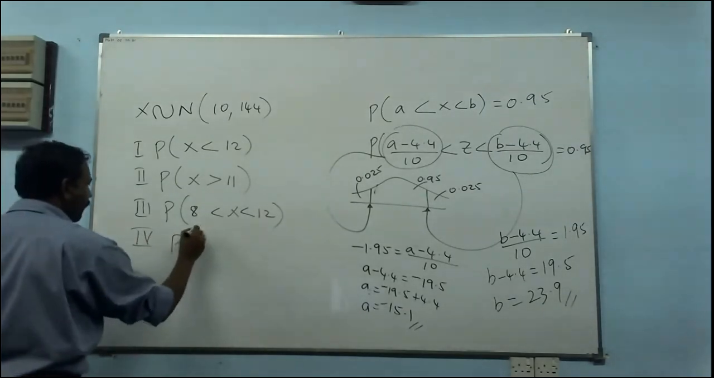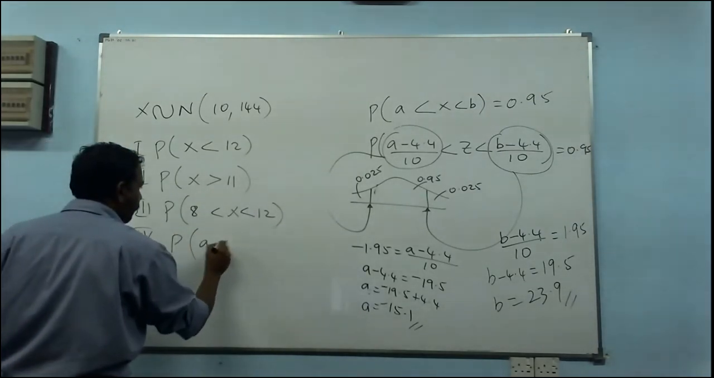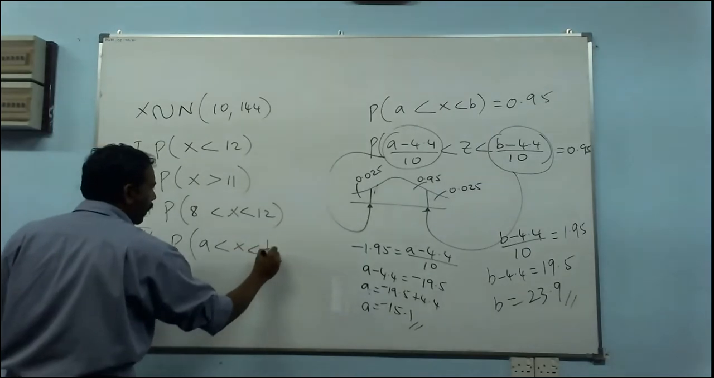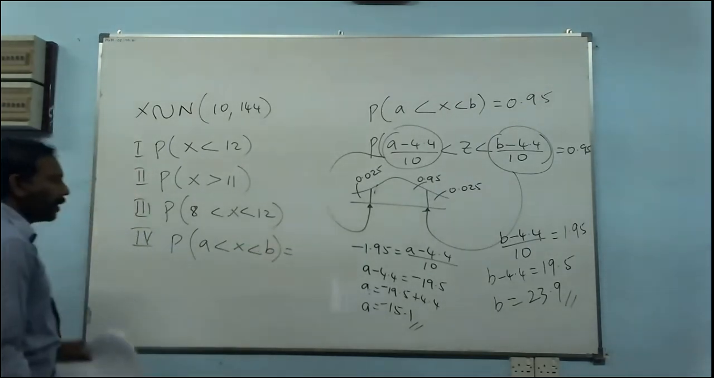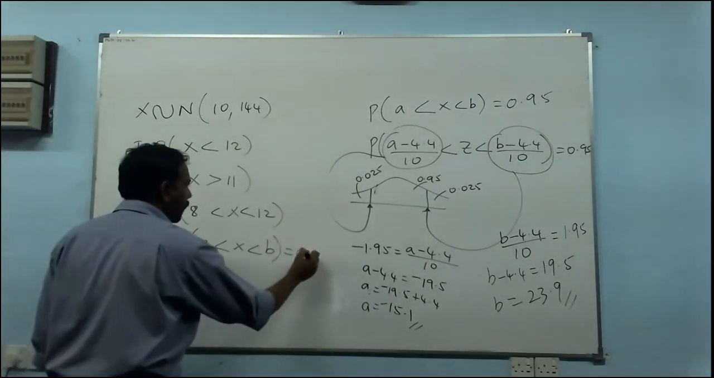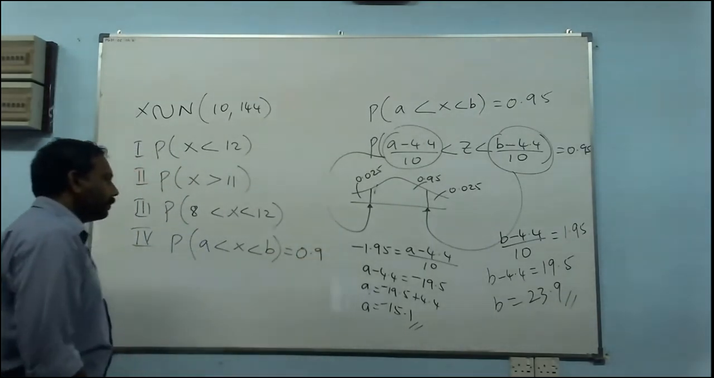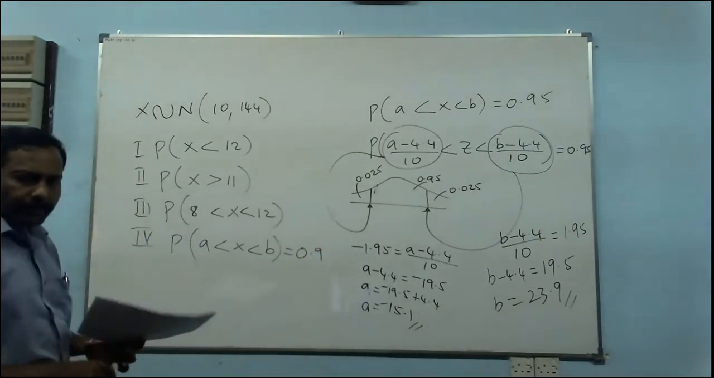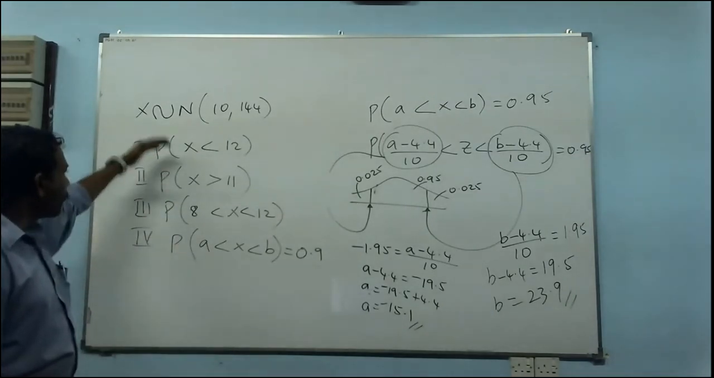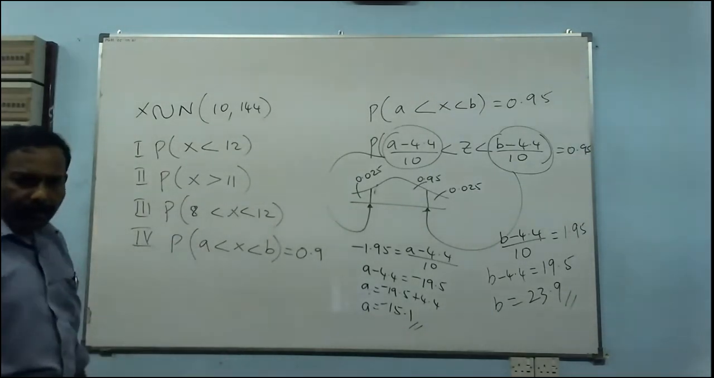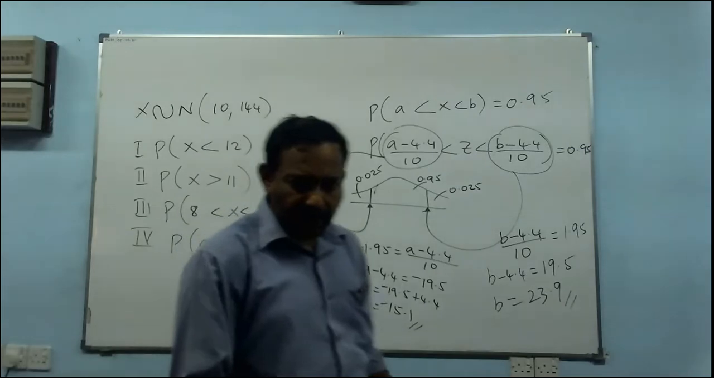Find the values of a and b when the probability is 0.point. So take this as homework. Then we will see next week.